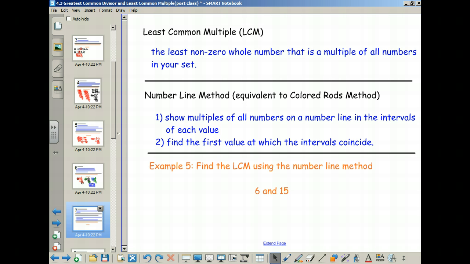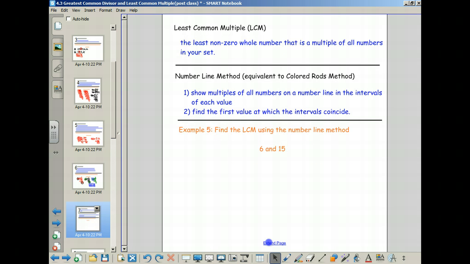All right, so here's a couple of things. The least common multiple is the least non-zero whole number that's a multiple of the numbers in your set. The first method that I'm going to talk about, your book considers these two different methods, but they are really the same thing in terms of visual representation, so I'm including them underneath the same heading. One's called the number line method, and the other is called the colored rods method. What they do is show multiples of numbers by length. So we're going to do 6 and 15 on the number line, and then I'll do 6 and 15 on the rods, so you can see that they really look a lot alike.